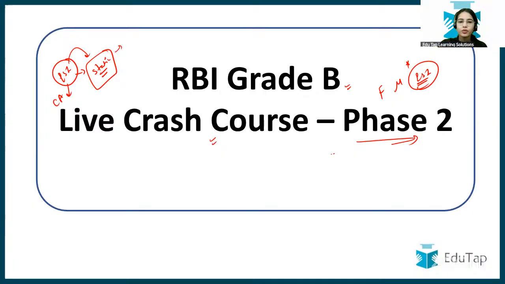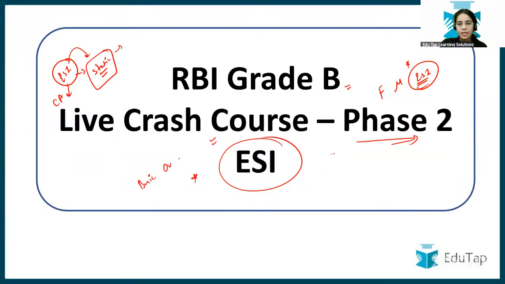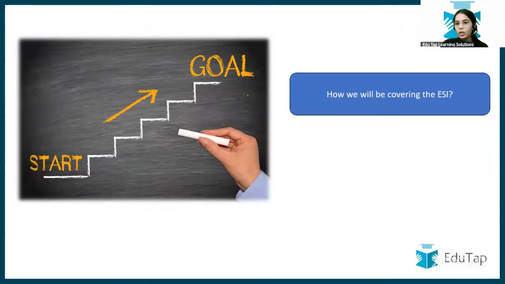So we are starting with the ESI static, where we have to do the basic and overall coverage. Basic and overall coverage is required in the ESI static. So what is the goal? Let's do the basic orientation first. This is going to be a few slides of orientation. Then we will start with the topic for today, that is measurement of growth. So first of all, how will we be covering the ESI?